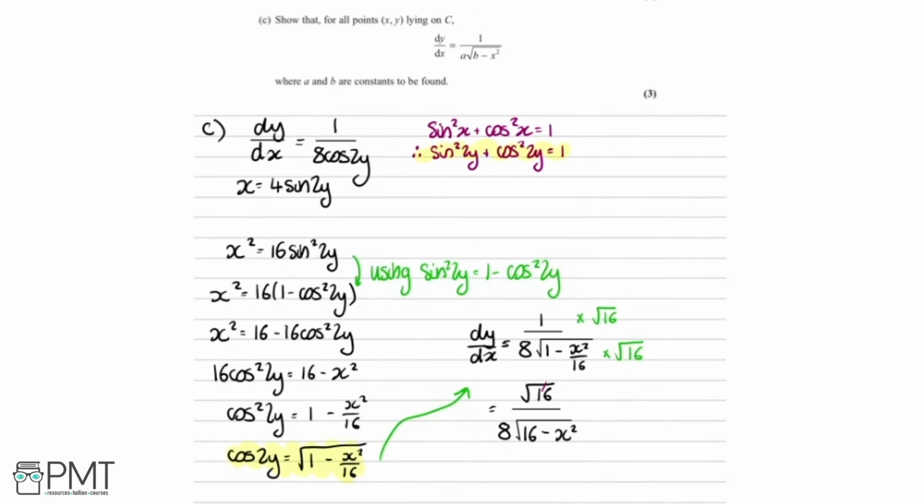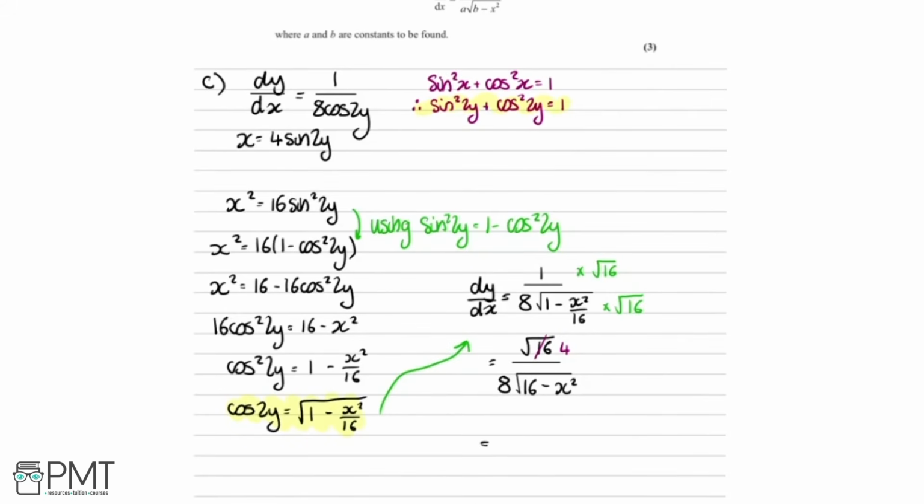And the last thing to do is actually that this just equals 4. So if we divide the top and the bottom by 4, we're going to get 1 over, and then 8 divided by 4 is just 2. So 2 square root of 16 minus x squared. And then we're finished because that's in the form that wants in the question. So we've got that a is 2 and b is 16.